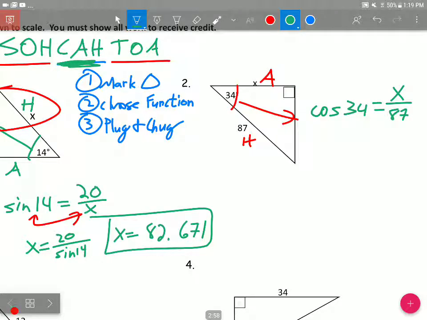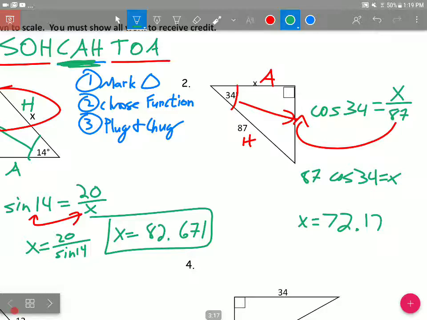All right, when x is on top, that makes life really nice. I can just take the 87 and multiply it. So that's 87 cosine of 34 equals x. Shove that in the calculator. 87 times the cosine of 34 equals 72.126. Cool? Let's just keep rolling.